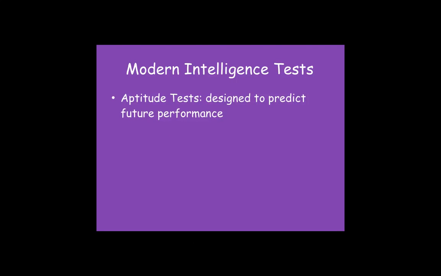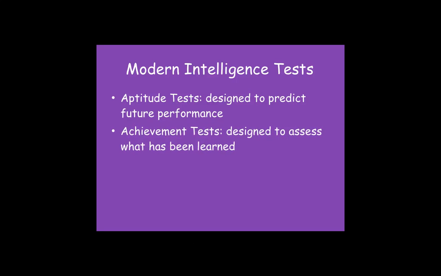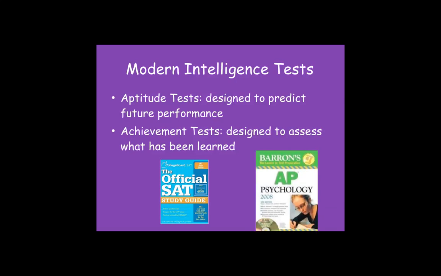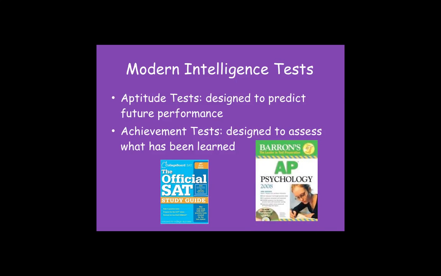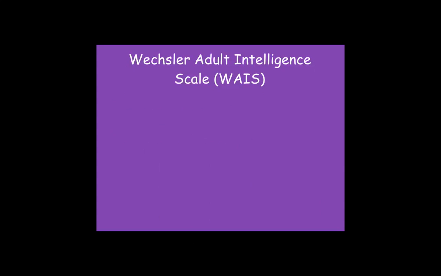Modern intelligence tests include aptitude tests, which are designed to predict future performance, and achievement tests, which are designed to assess what has been learned. So you have the SAT and then AP Psychology. The SAT deals with future performance. AP Psychology, if you took the AP exam, is to evaluate how much you've learned.